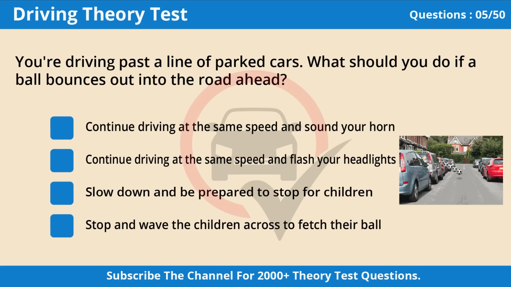Question 5. You're driving past a line of parked cars. What should you do if a ball bounces out into the road ahead? A. Continue driving at the same speed and sound your horn. B. Continue driving at the same speed and flash your headlights. C. Slow down and be prepared to stop for children. D. Stop and wave the children across to fetch their ball.